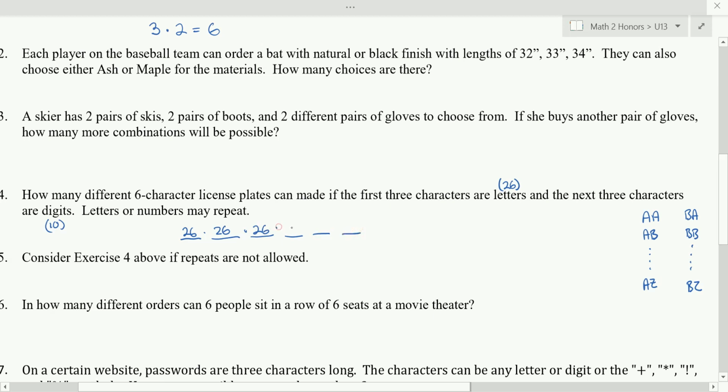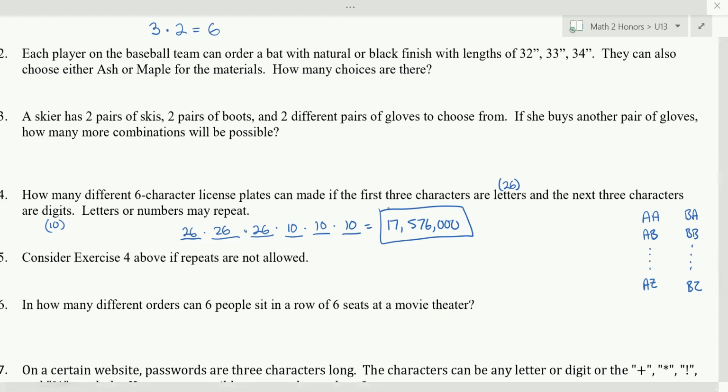So how many choices do I have for that fourth character? How many digits are there? 10. And then I pick another digit, and then I pick another digit. And then we multiply all that together, and it's a big number. What is it? So there's 17,576,000 different license plates that could be made with that criteria. Okay, quite a bit. So we're counting some big numbers in easier ways here.